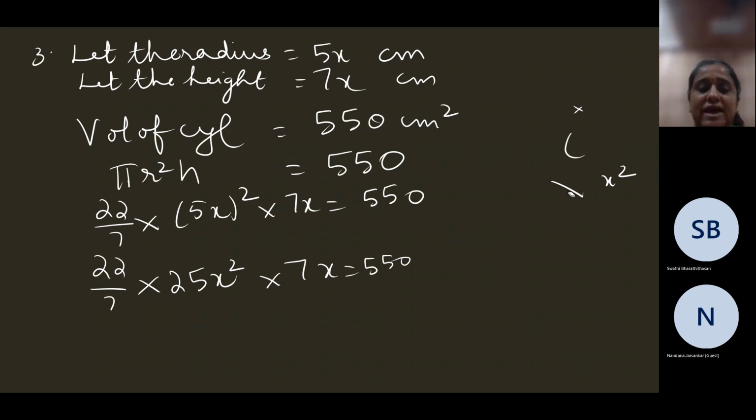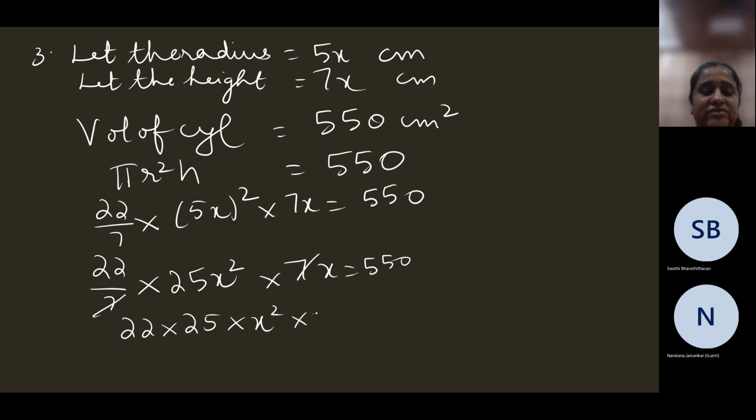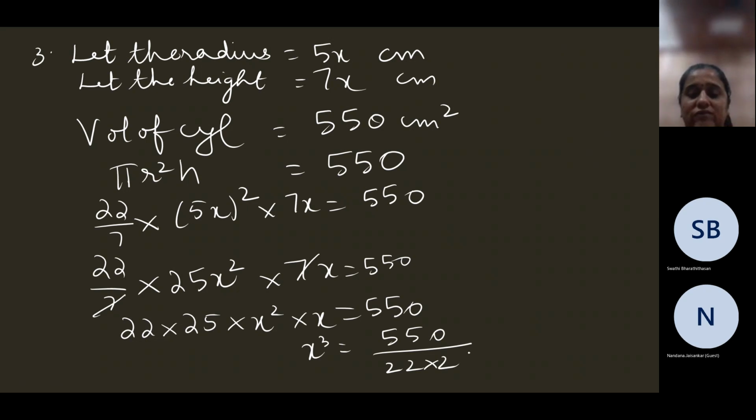Then you can cancel 7. The numerator and the denominator are 7 and 7. So we are left with 22 into 25 into x square into x is equal to 550. Now x square into x is x cubed, which is equal to 550 divided by 22 into 25. See, we cancelled 7 and 7, and these are the remaining numbers: 22, 25, x square and x.